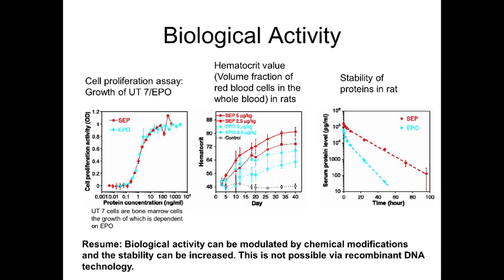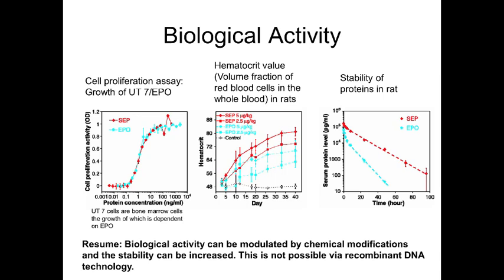The stimulation, or the cell proliferation, of UT7 cells between EPO and SEP was more or less the same. The UT7 cells are bone marrow cells that are directly stimulated by EPO. So both proteins, the native one and the synthetic one, showed similar stimulation activity.